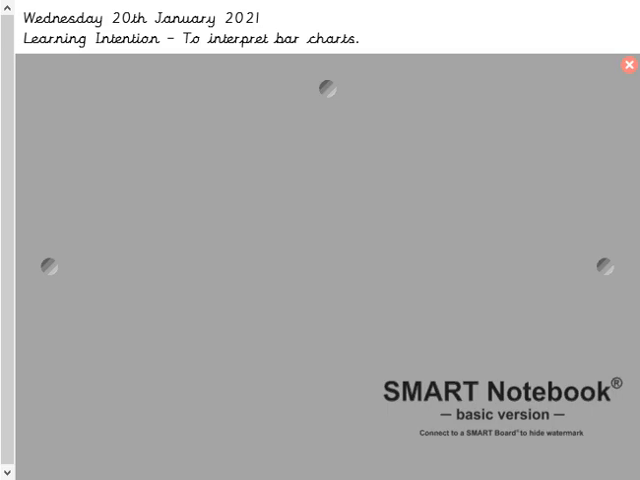Let's come back to today's learning intention, to interpret bar charts. Please go and tell an adult how you think you got on today with interpreting bar charts. And I will see you tomorrow for a little bit more work on statistics and bar charts in particular. Have a lovely rest of the day and I'll see you in the morning.